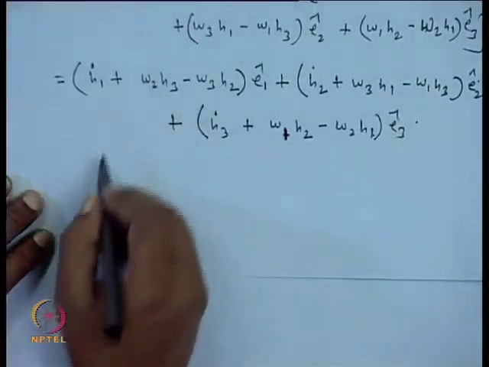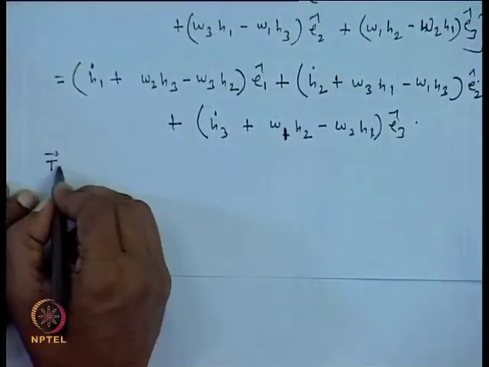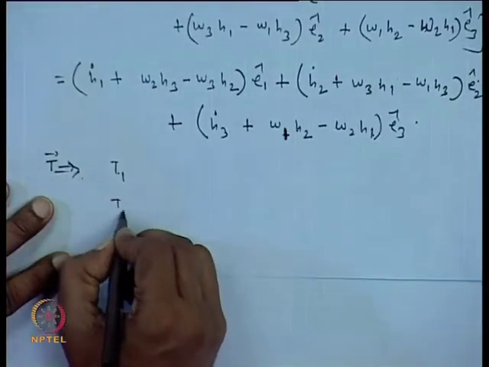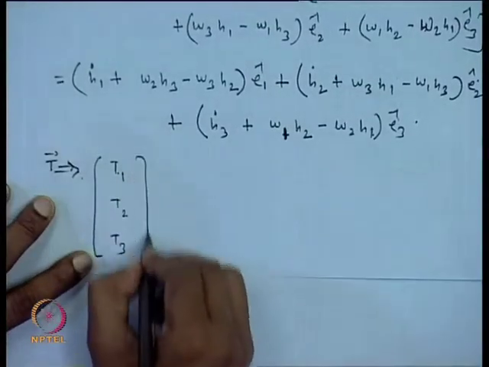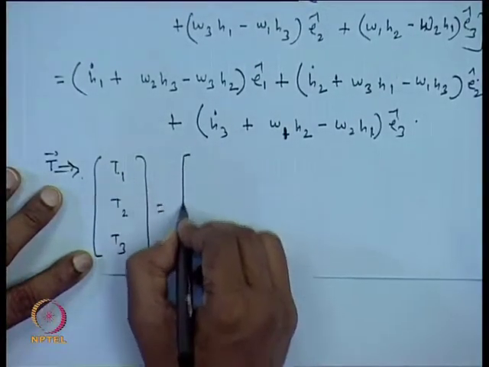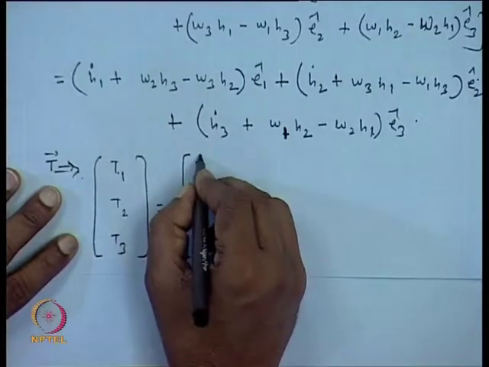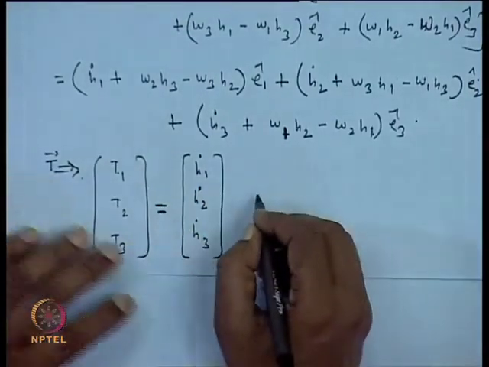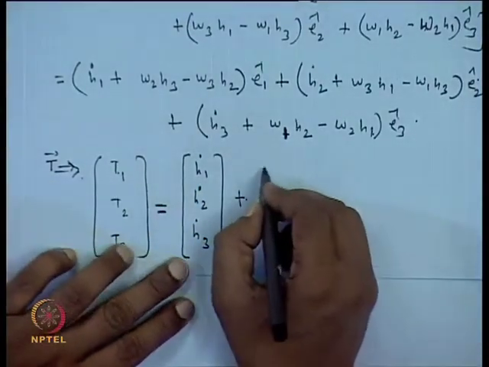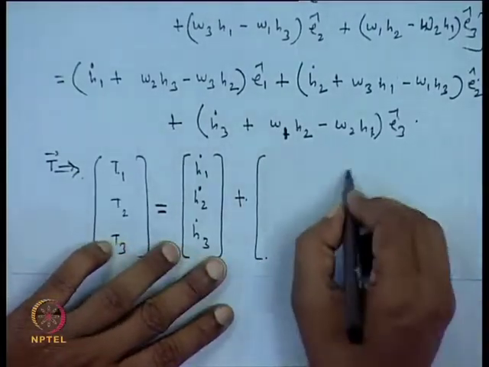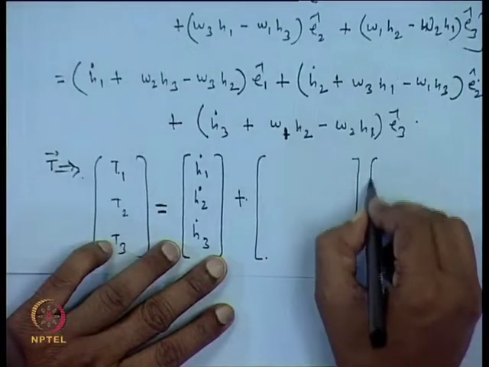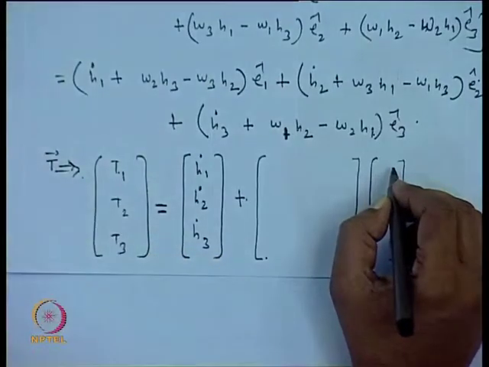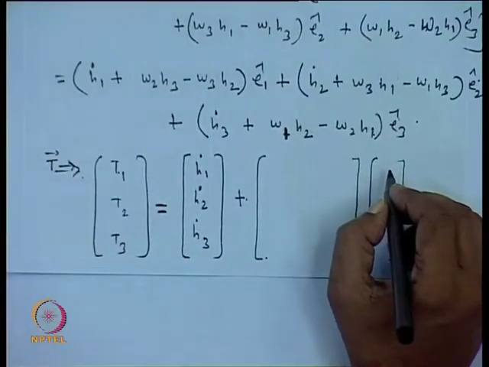Okay, now if you look into this equation, this T, if you try to write in the matrix notation, you can write this as T 1, T 2, T 3. And here you will have H 1 dot, H 2 dot, H 3 dot, and plus the other terms which are present. So, similarly you can represent them.